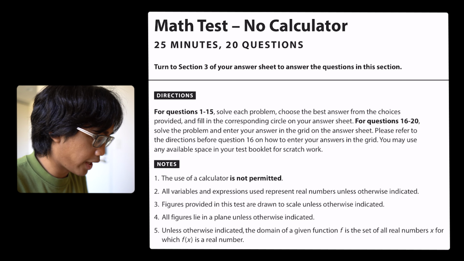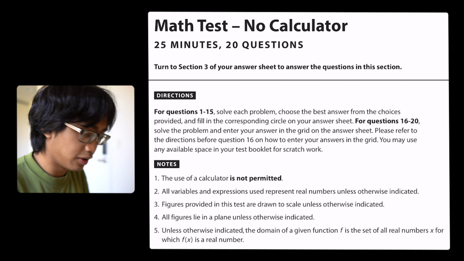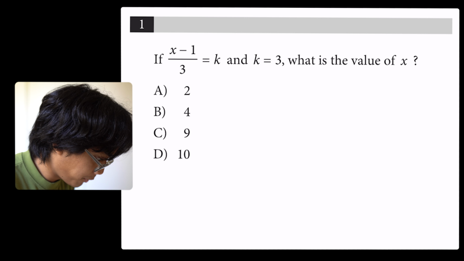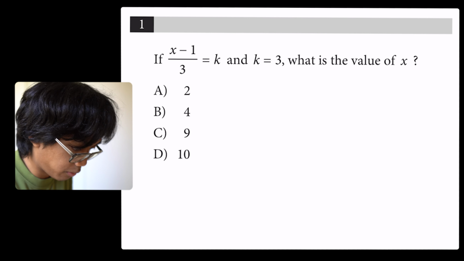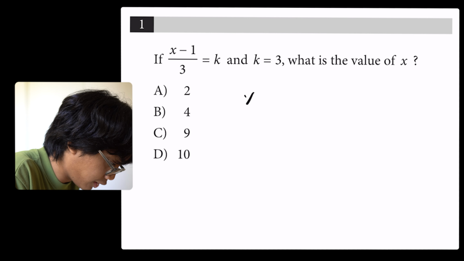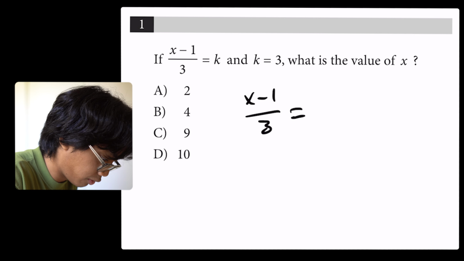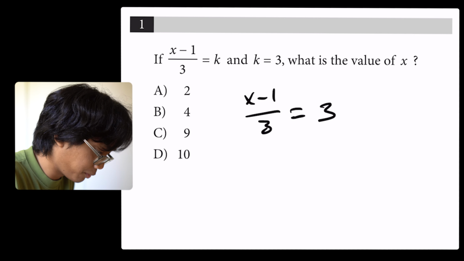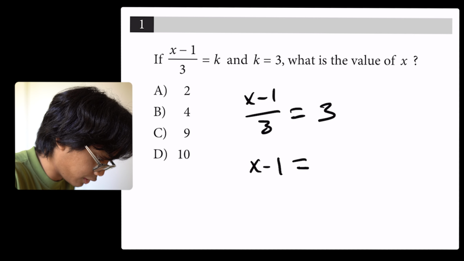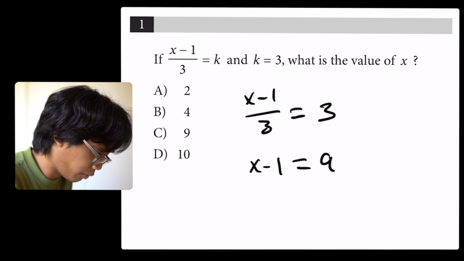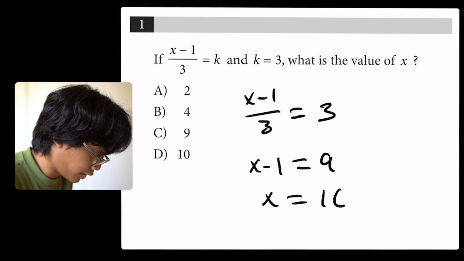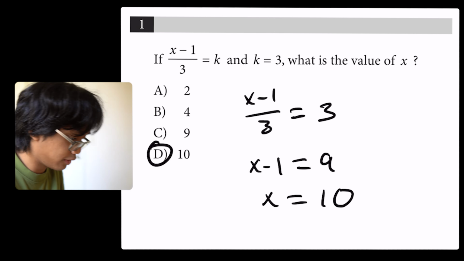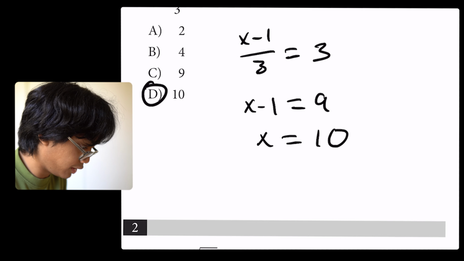All right, math test, no calculator, 25 minutes, 20 questions. That means you have a little bit more than a minute per question, but hopefully we can finish this pretty quickly. All right, question 1: if (x minus 1) over 3 equals k and k equals 3, what is the value of x? We can just substitute in: (x minus 1) over 3 equals 3. We can multiply by 3 on both sides. x minus 1 equals 9, and then we can add 1 on both sides. x equals 10, and that's just so you can cancel everything out. So answer choice D, 10.